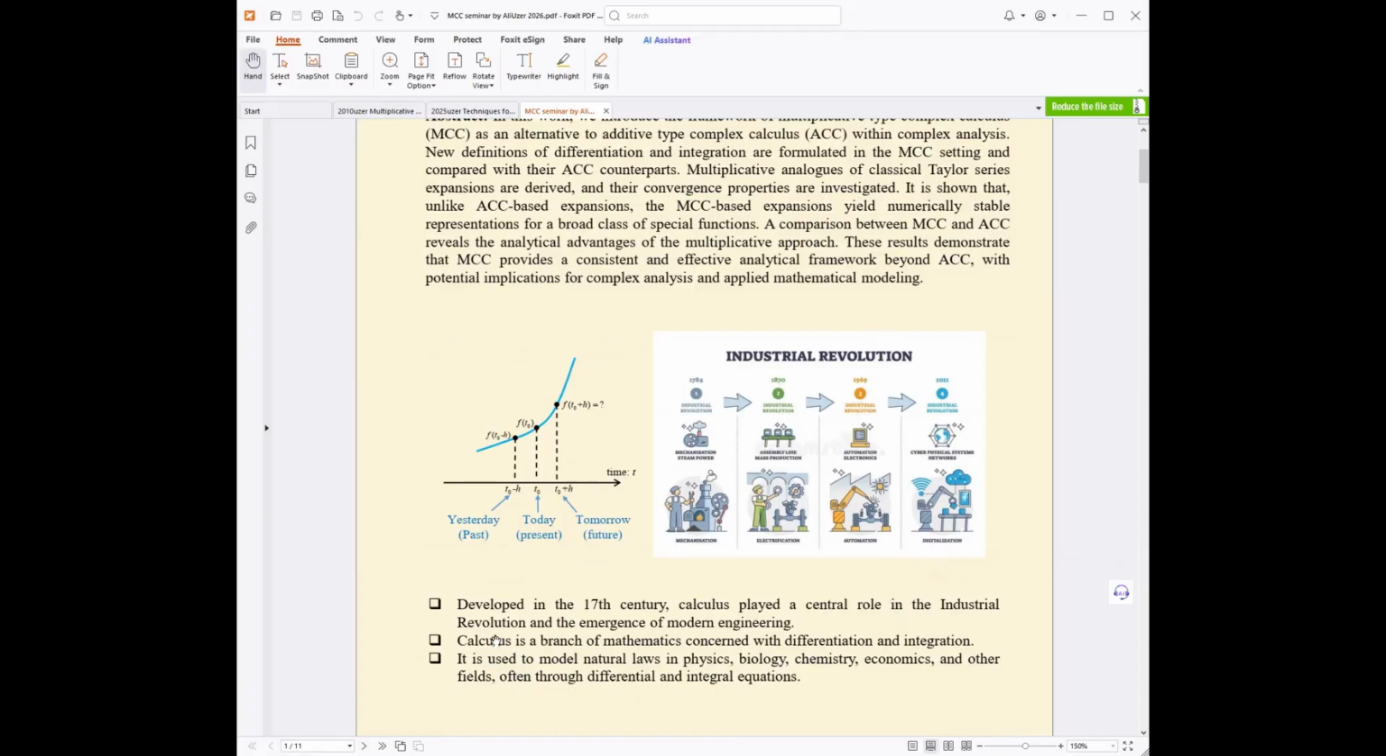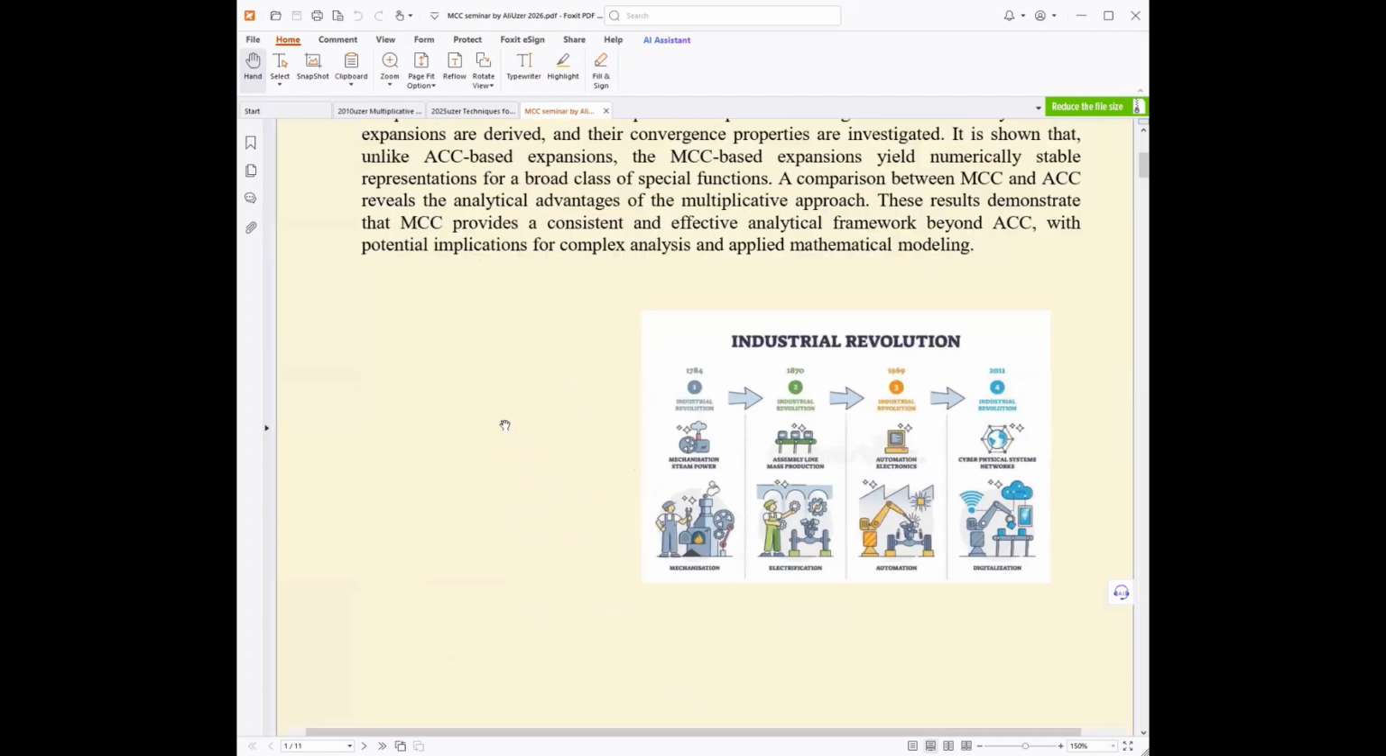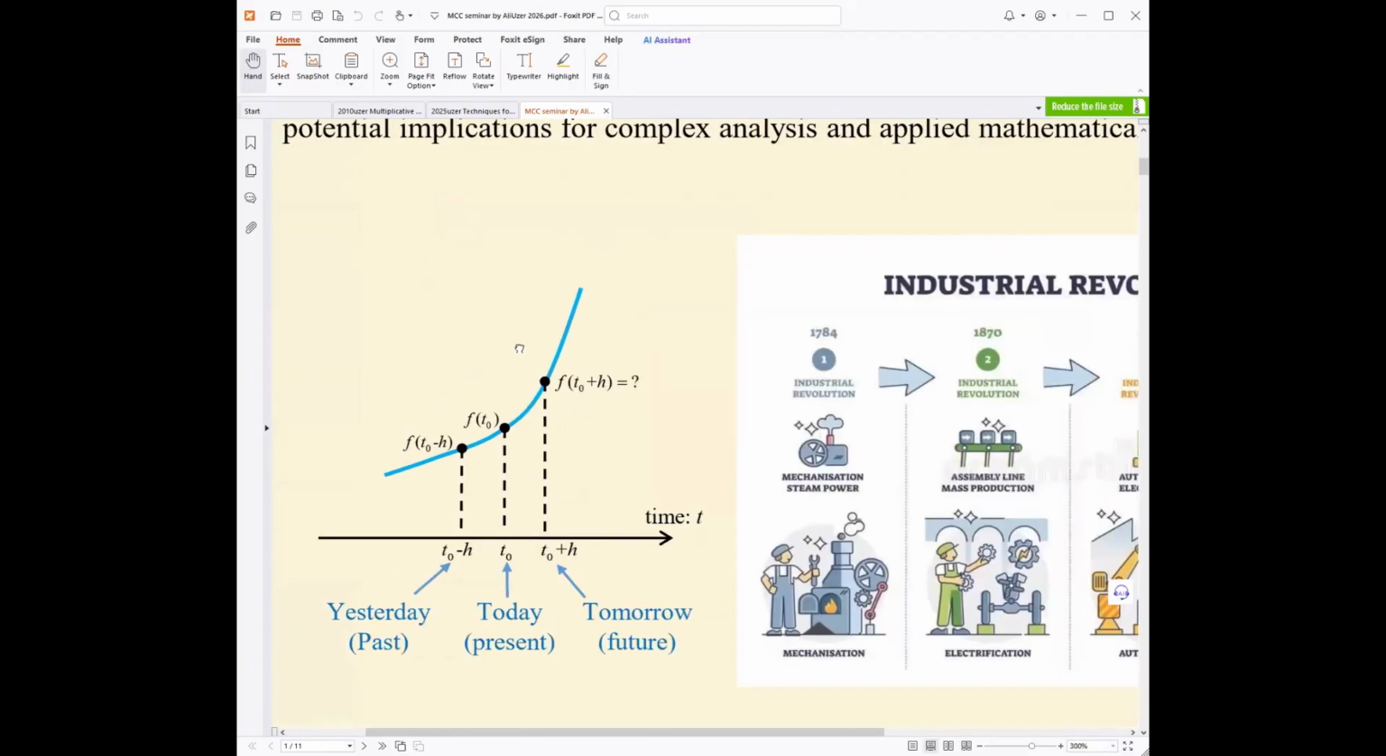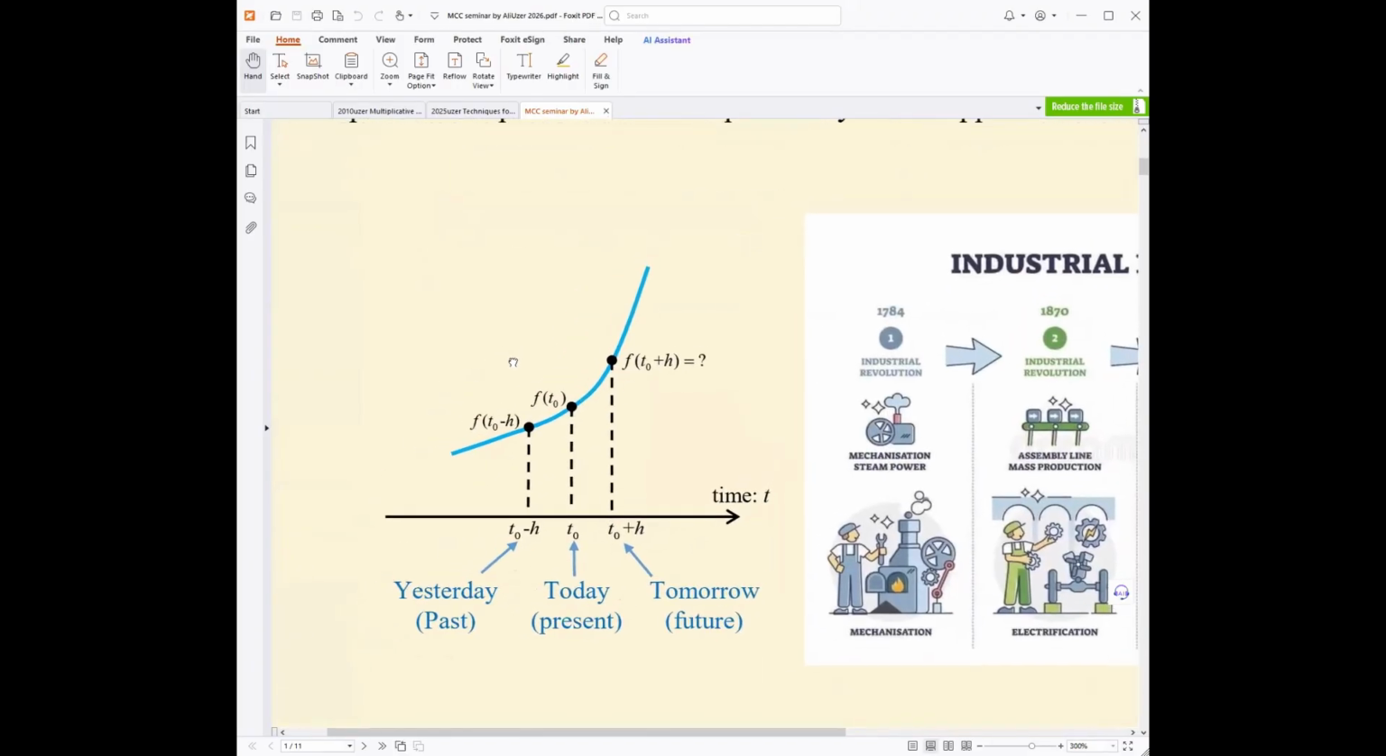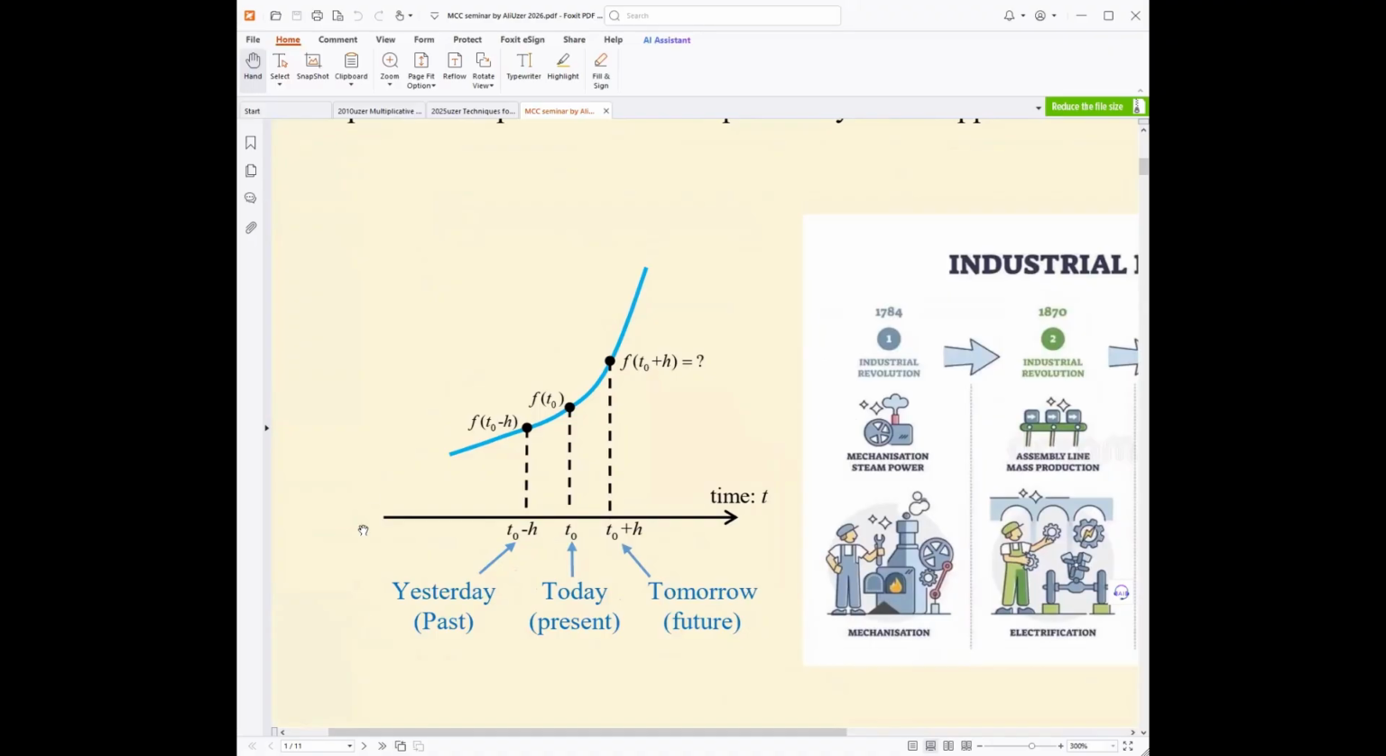Calculus is now a branch of mathematics called differentiation and integration. It's used to model natural laws in physics, biology, chemistry, economics, and other fields, often by means of differential equations and also sometimes in the form of integral equations. The main problem is to make estimation of the future from the present and past values of a quantity. This is a simple explanation about the need for a calculus.